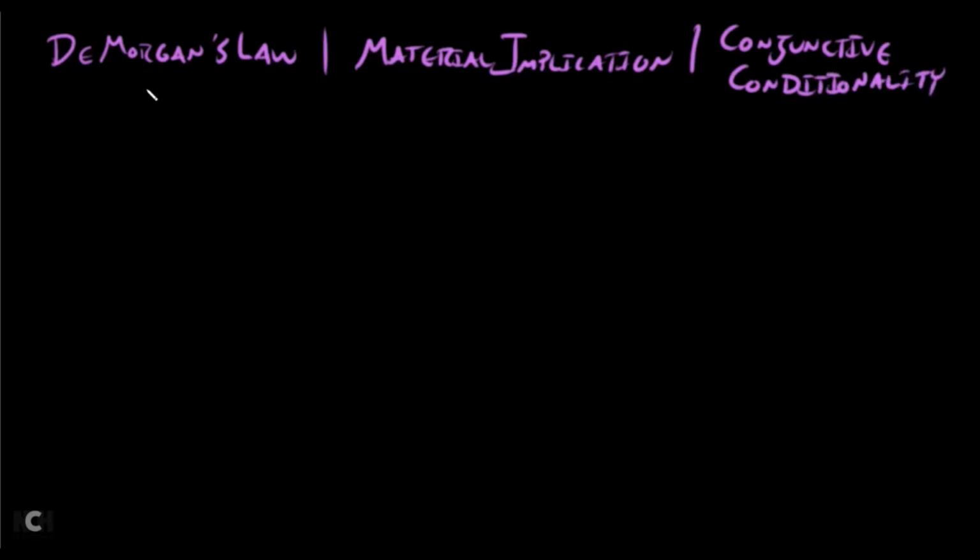The abbreviation for De Morgan's law is going to be DM. For material implication, it's going to be MI. And then for conjunctive conditionality, it's going to be CC. I'll talk about this one first. Before I get to that, I want to talk about the notion of negations. So these all are predicated on negations and knowing where they could go.